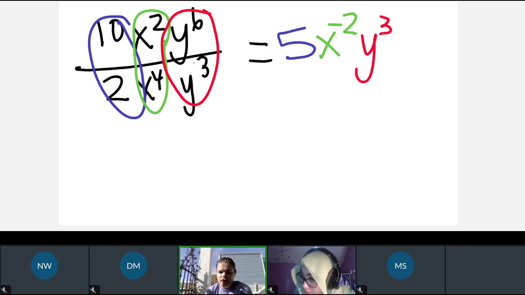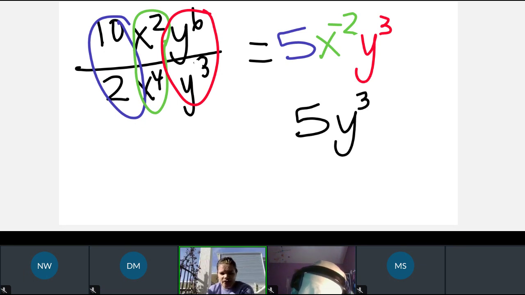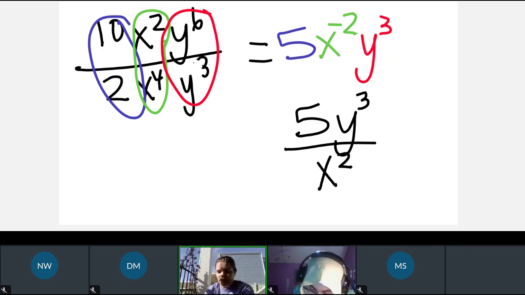Okay, so now we have 5, x to the negative 2, y to the 3rd. But we don't want negative exponents. If we look back to our exponent rules, to get rid of a negative exponent, if it's on the top, you move it to the bottom and it becomes positive. So the 5 is going to stay, the y is going to stay, but our x squared is going to move to the bottom. Questions about anything in this problem? Yep, exactly, Anya. It moved to the bottom because it was negative.